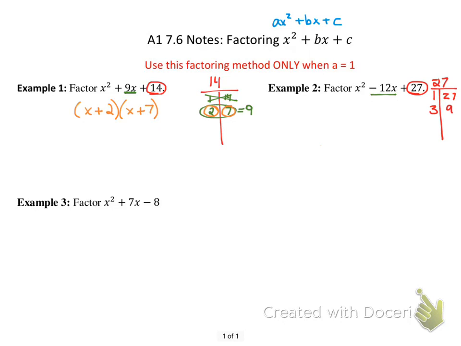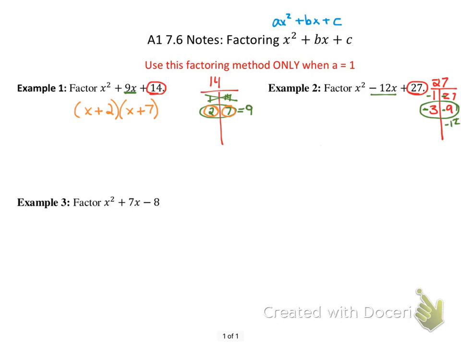Now, 1 plus 27 is 28, and 3 plus 9 is 12. Neither of those are negative. So what we're going to have to do is take a negative and put it on all of them. Okay, and this works out because a negative times a negative makes a positive, which means that negative 3 and negative 9 do make negative 12. Right? And they multiply to positive 27.